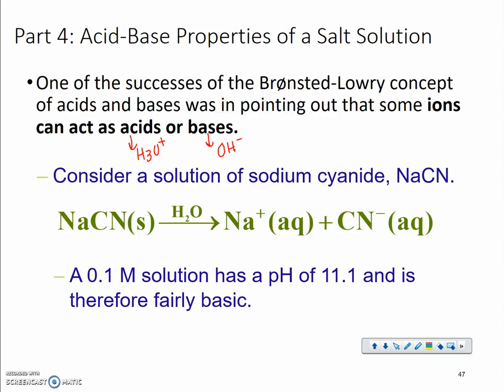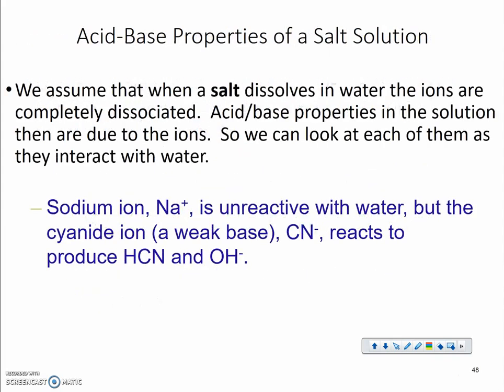So if you have sodium cyanide, when it reacts with water, it's going to completely dissociate. And this solution has a pH of 11.1, so it's a basic solution. So one of these two ions is creating a basic solution. What we have to assume is that all of these salts, all of these ionic compounds, completely dissociate. They completely break apart in the water. Then we look at them individually to see how each of them interacts with water, to see if any of them can create H3O+ or OH-.